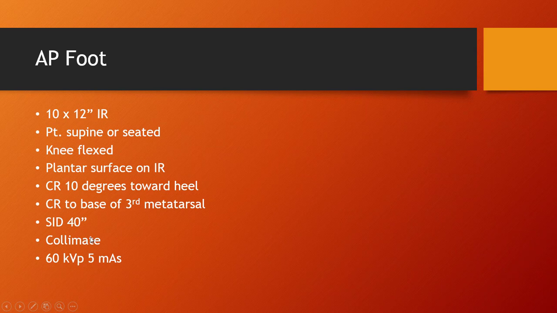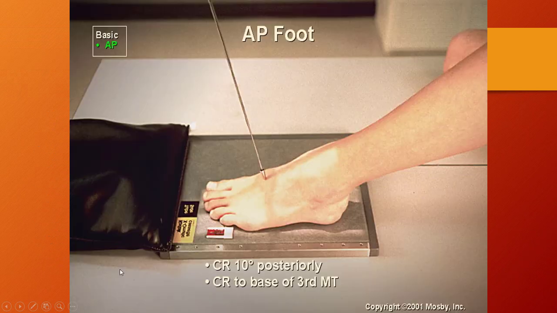You are going to collimate down to the foot. Make sure that you're cautious to not over collimate and clip the toes. KVP is anywhere between 55 to 60 at 5 mAs, depending on if you're using DR or if you're using CR. So on average, most people will be about 60 kVp at 5 mAs.